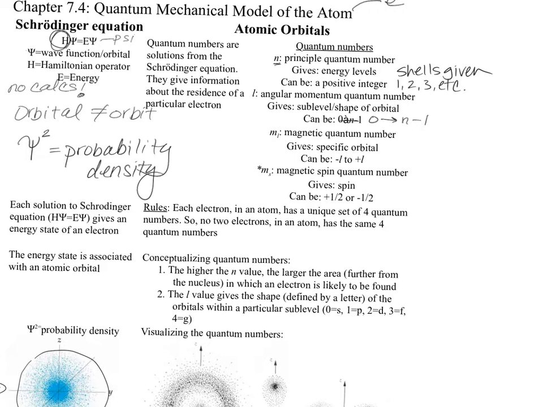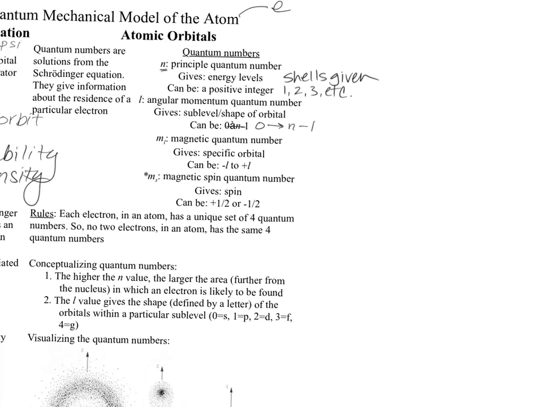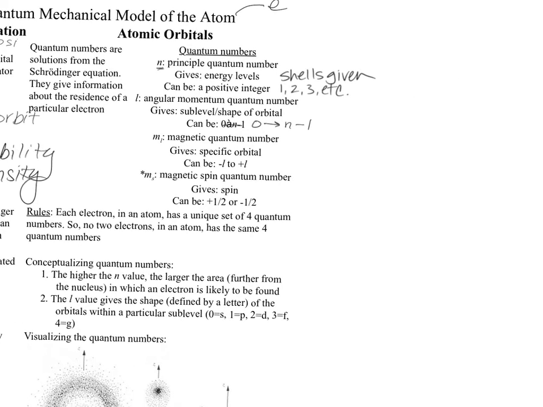The second number is the angular momentum quantum number, or the symbol L. L can equal anything 0 to n minus 1. It gives a sublevel and also gives the shape of the probability density. The third quantum number is the magnetic quantum number, or m sub L. M sub L can be anything negative L to positive L, and it gives you the particular orbital that the electron resides.